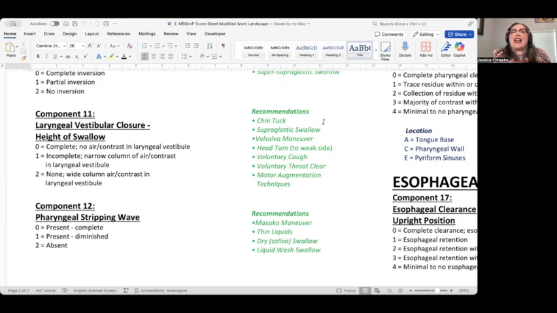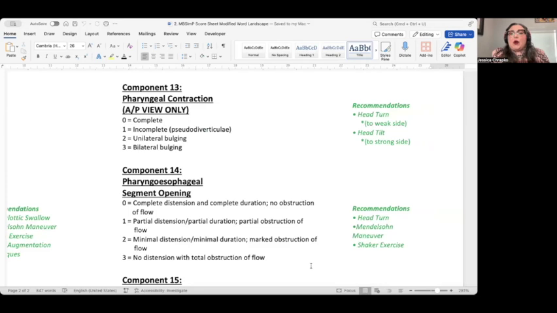Component 11 is how well is your larynx, your vocal folds, closing at the height of the swallow. If those muscles are not squeezing tight enough, there could be a gap where food or liquid could come down into your lungs. And again, that can cause aspiration pneumonia. Component 12 is the pharyngeal stripping wave. I mentioned a series of muscles in your throat, and we want to see that it is sequentially squeezing the food and liquid down. Component 13 requires an anterior-posterior view.